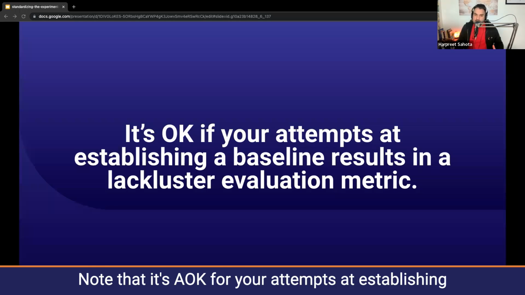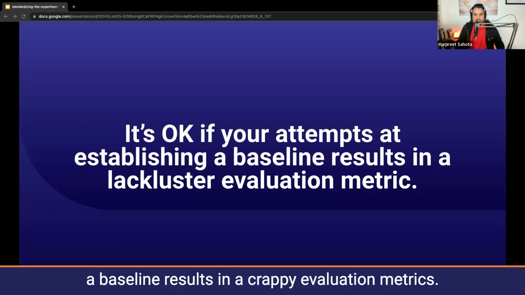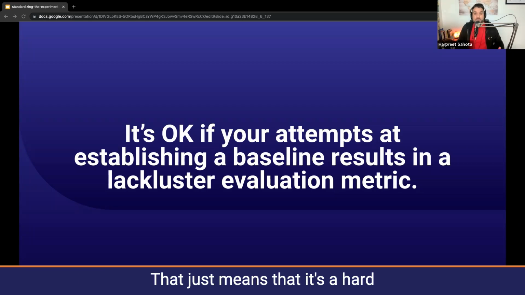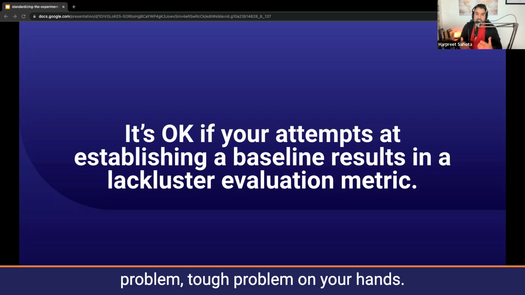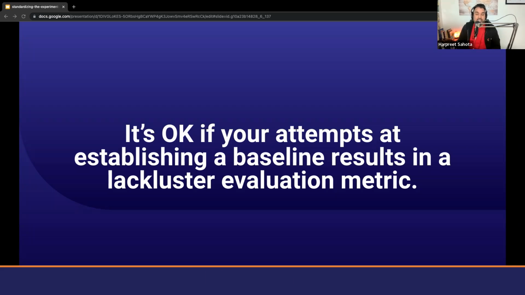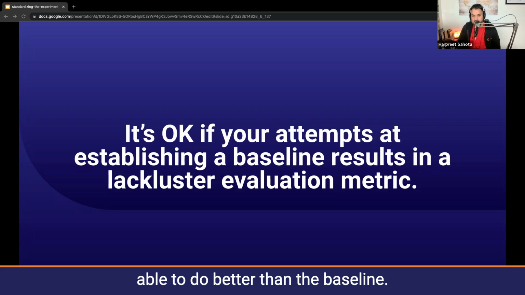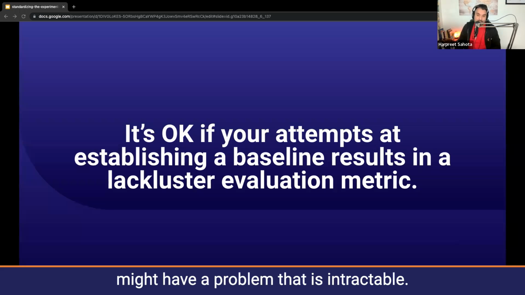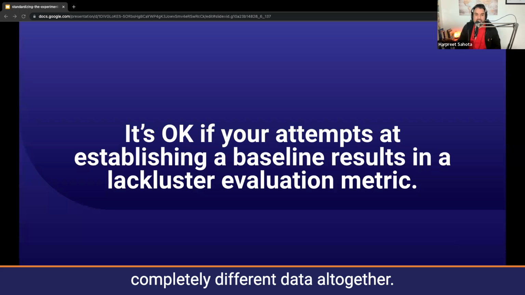Note that it's a-okay if your attempts at establishing a baseline result in crappy evaluation metrics. That just means you've got a hard, tough problem on your hands. And that leaves plenty of room for experimentation and improvement. What does matter is being able to do better than the baseline. If you can't beat your baseline, you might have a problem that is intractable. You might need more data or just completely different data altogether.